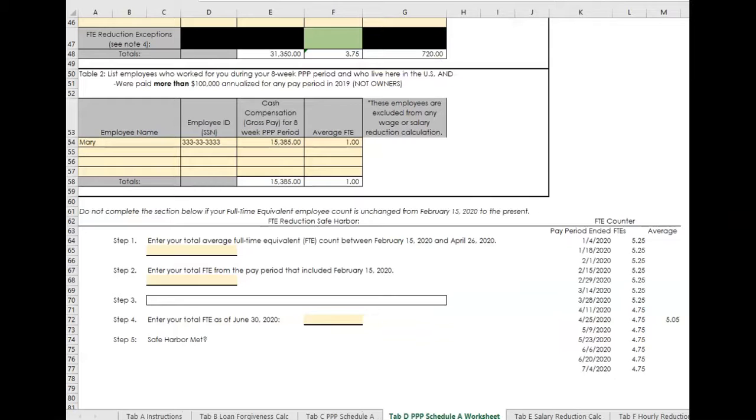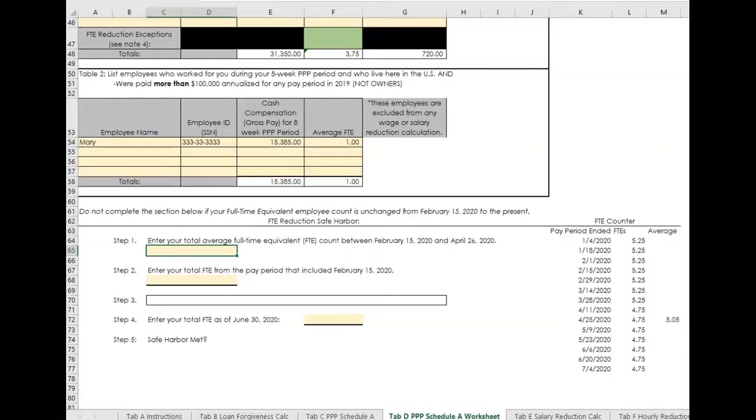Our final step is down below, where we will see if ABC Company meets the full-time equivalent safe harbor. If you have not reduced your full-time equivalent count since February 15th, then don't worry about completing these fields. If you have, you must determine your average full-time equivalent count between February 15th and April 26th and compare that to your full-time equivalent count from the pay period that included February 15th.